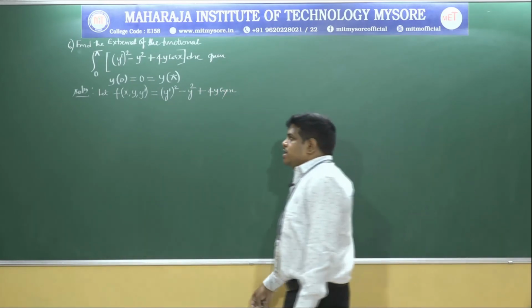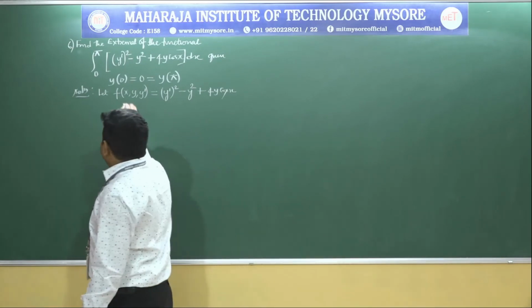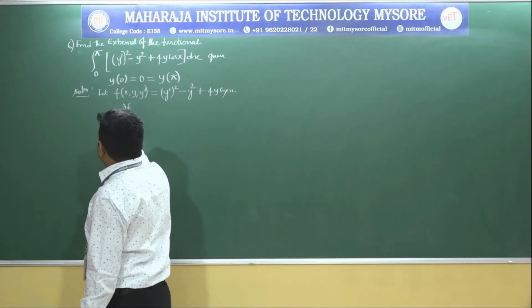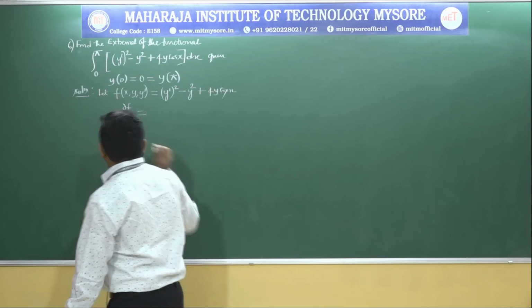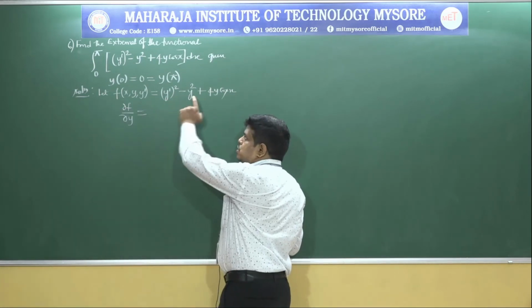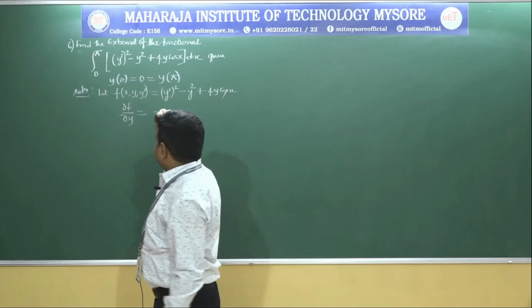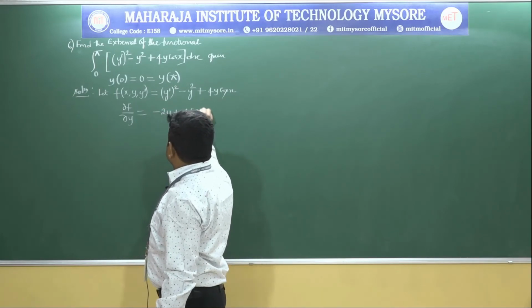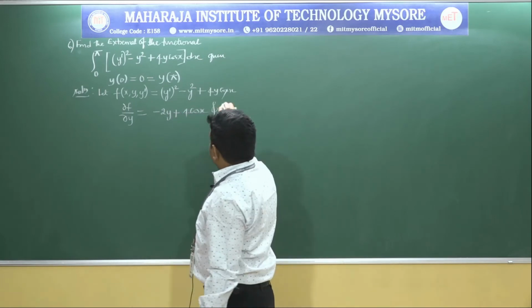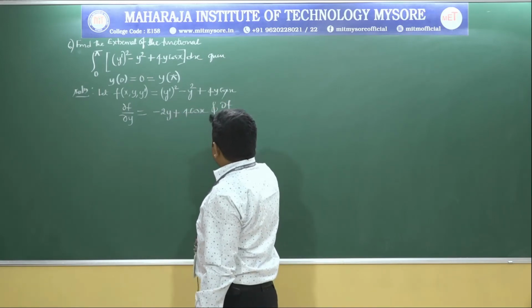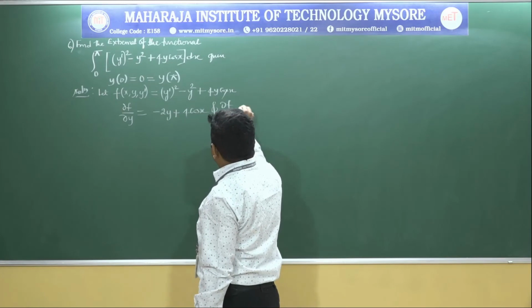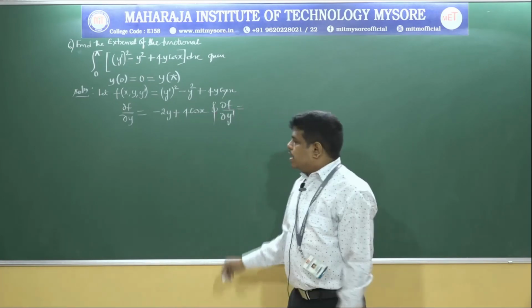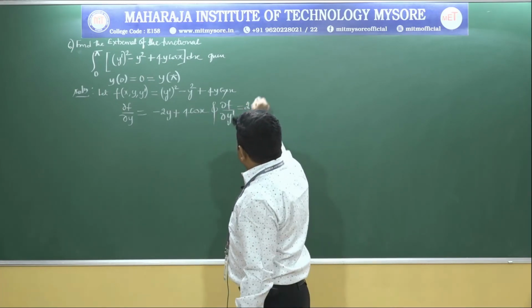Next, partially differentiating f with respect to y, treating x and y dash as constant. Since y dash is constant, the first term becomes 0. Next, the second term becomes minus 2y plus 4 cos x. And the derivative of f with respect to y dash partially, you get 2y dash.